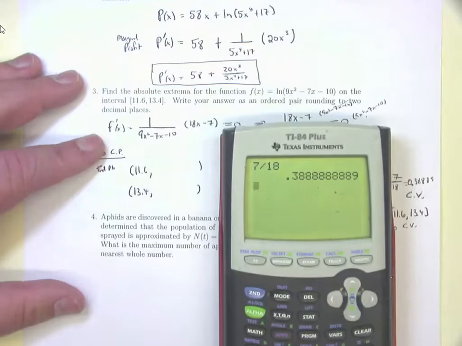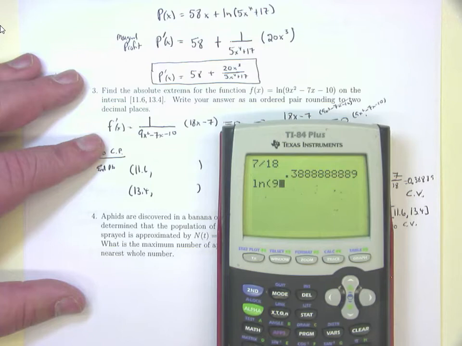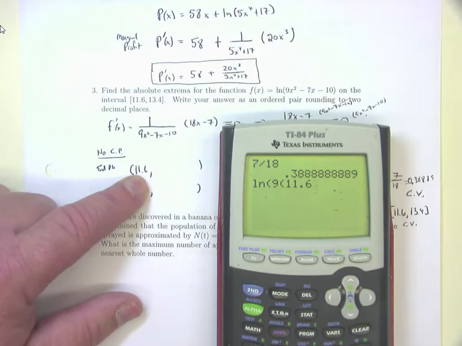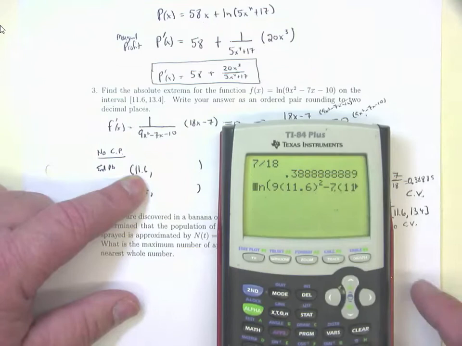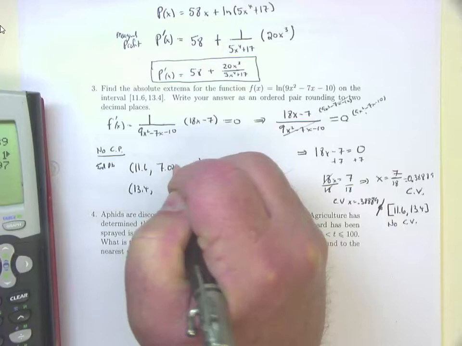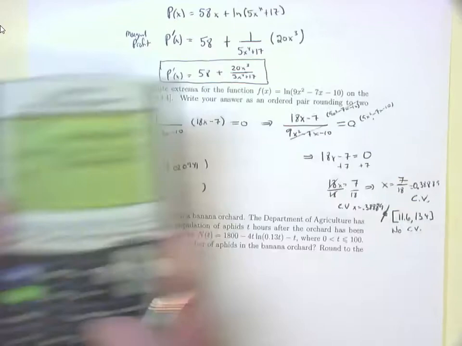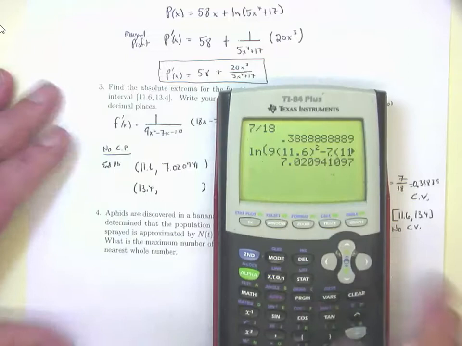It's the natural log of, parentheses, 9 times parentheses, my x is 11.6, close parentheses, squared, minus 7 times 11.6, minus 10, close parentheses. So I took the natural log of me plugging in 11.6 into all the x's here, and I ended up getting 7.020941. There it is. And I'll go back and give me the correct decimal places, but that's good enough there.